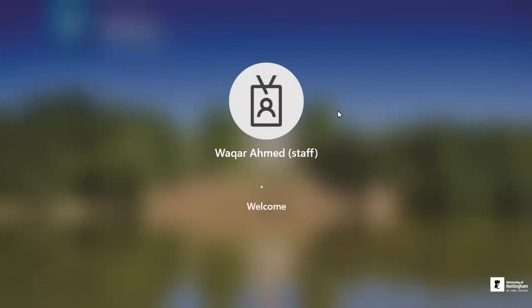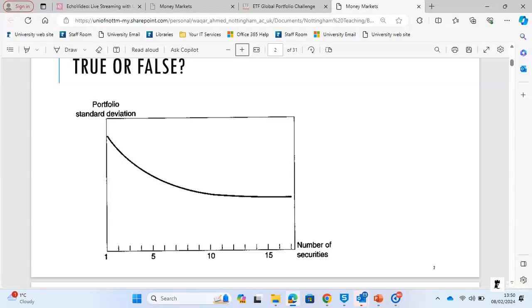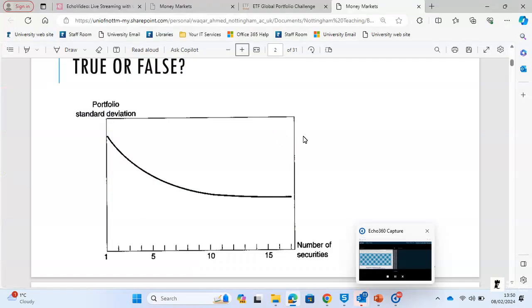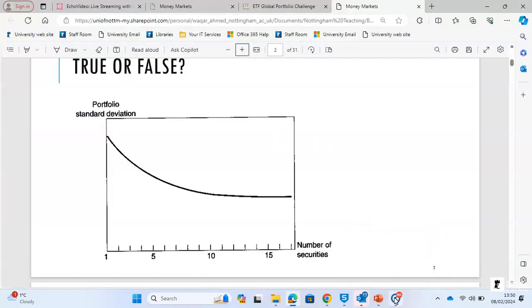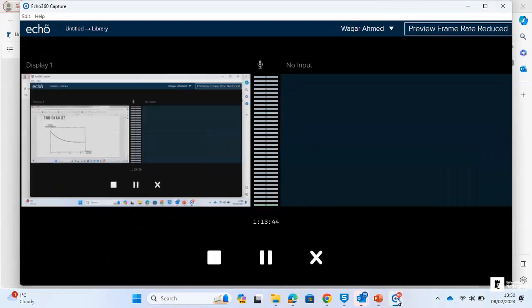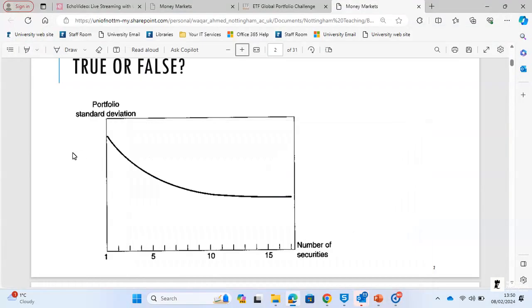So do you think as we add more securities to our portfolio, the risk should go down? The risk should go down, right? So if this is true, then all of us should be doing the same thing. Then all of us should be adding more securities. All of us should be creating portfolios, because by creating a portfolio we are reducing the risk, right?